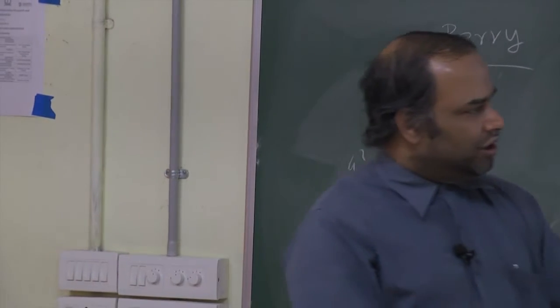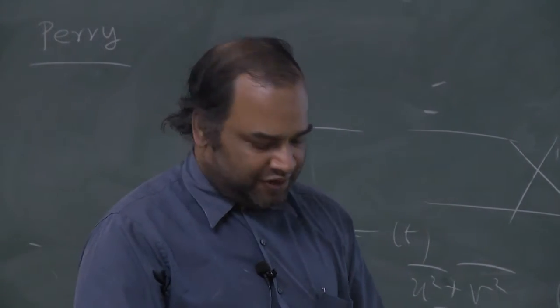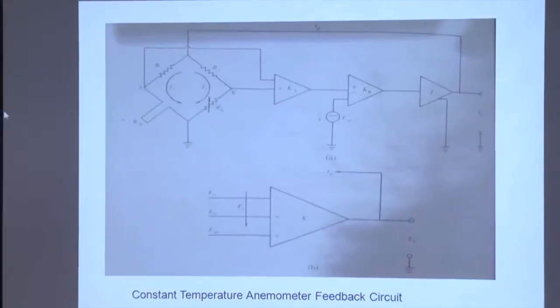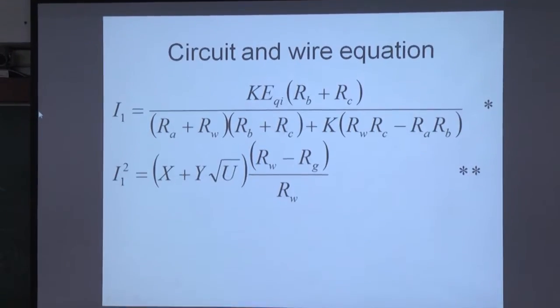So understand this plot. Different trajectories here correspond to different kinds of operation. Now a typical bridge, a typical constant current bridge will look like this. A voltage source, oops. Oh.